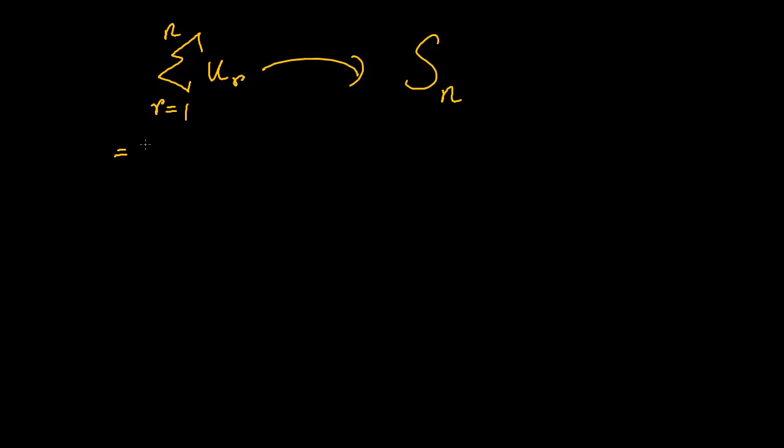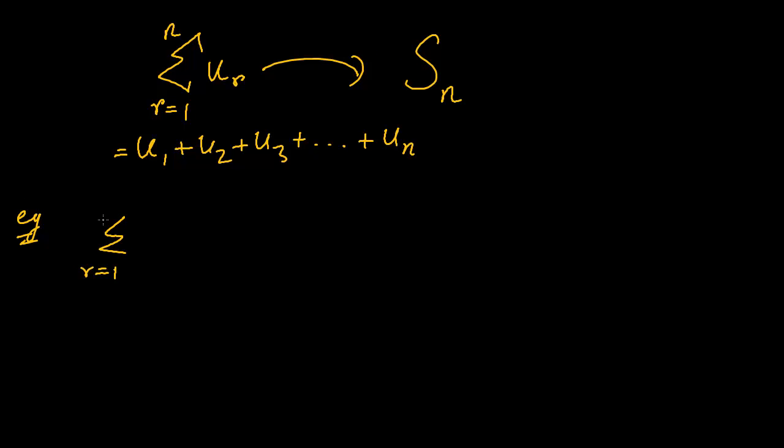So if you unpack this, the series could be written as u sub 1 plus u sub 2 plus u sub 3, plus it goes on and on up to u sub n. So summation, we call this summation, is the same as the sum of the first n terms. Let me give you an example.